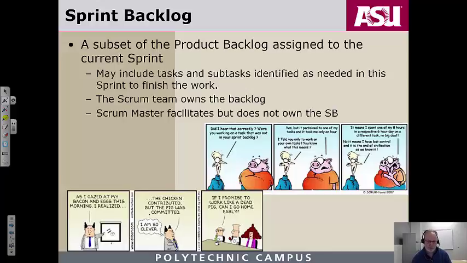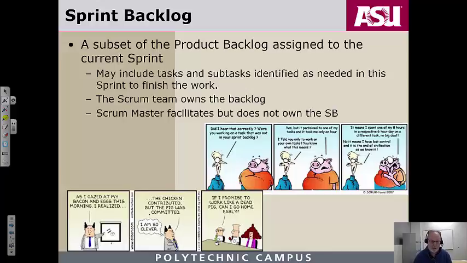It may include tasks and subtasks identified as needed in the sprint to finish the work. We're going to talk about the concept next week of a user story, and we're going to talk about tasks associated with user stories. But pretty much the sprint backlog and a sprint is supposed to represent all the things that the team needs to do in some short, finite time period.